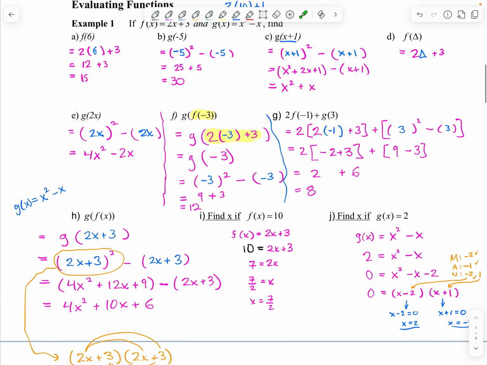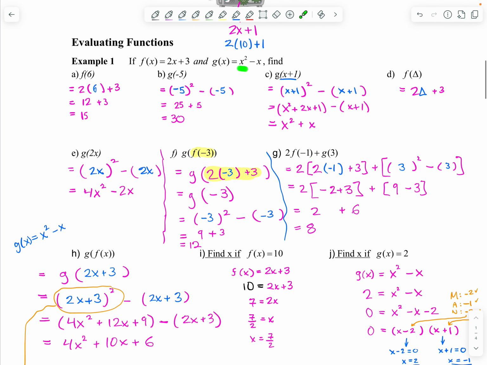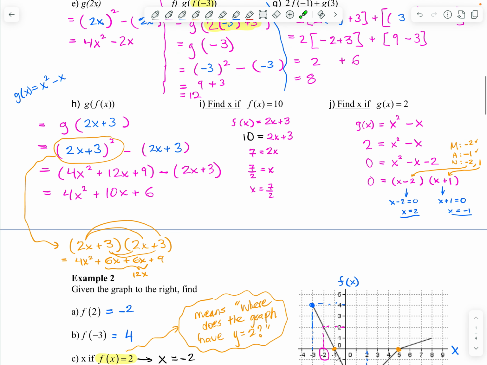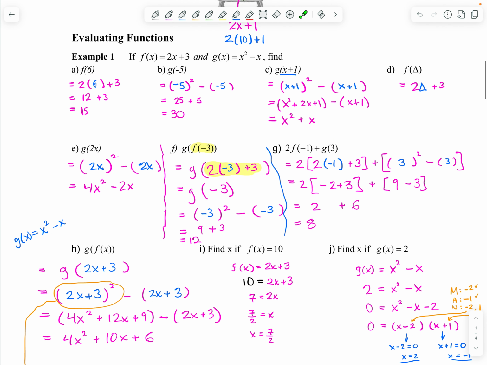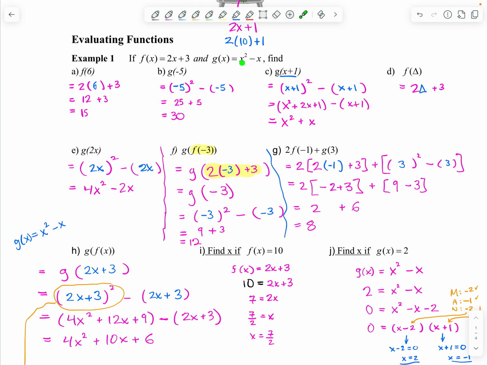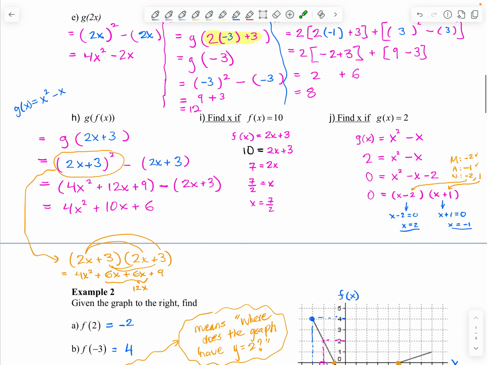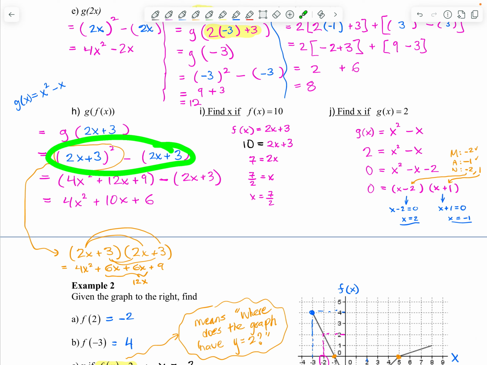The g function tells me I square the input and then subtract that input. Here, I'm squaring the input and subtracting that input. So wherever I saw an x in g of x, instead of x now I have the expression 2x plus 3. So I'm replacing this and this with 2x plus 3, and then that's the rule. Then I simplify, and I get this.